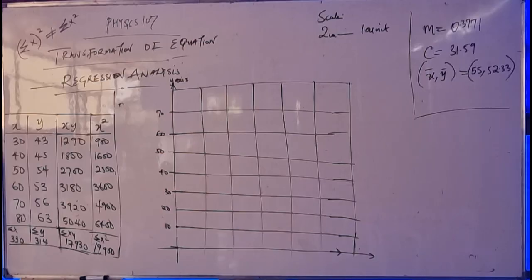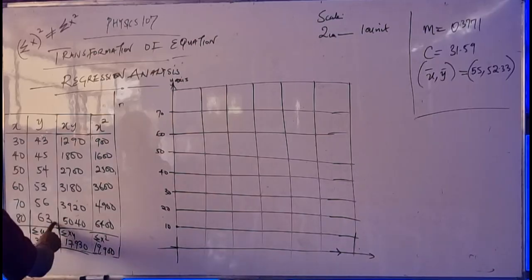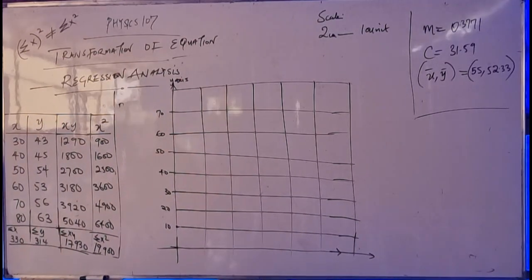Why do I use 2 cm? It's because of the nature of your graph. Look at your graph here. This is 2 cm: 10, 20, 30, 40, 50, 60, 70. If I use 4 cm, I can't capture all these points. With 4 cm, 10, 20, 30, 40, 50, then 60, and the highest is 63. So the only best scale to use is 2 cm. Are you getting it now?